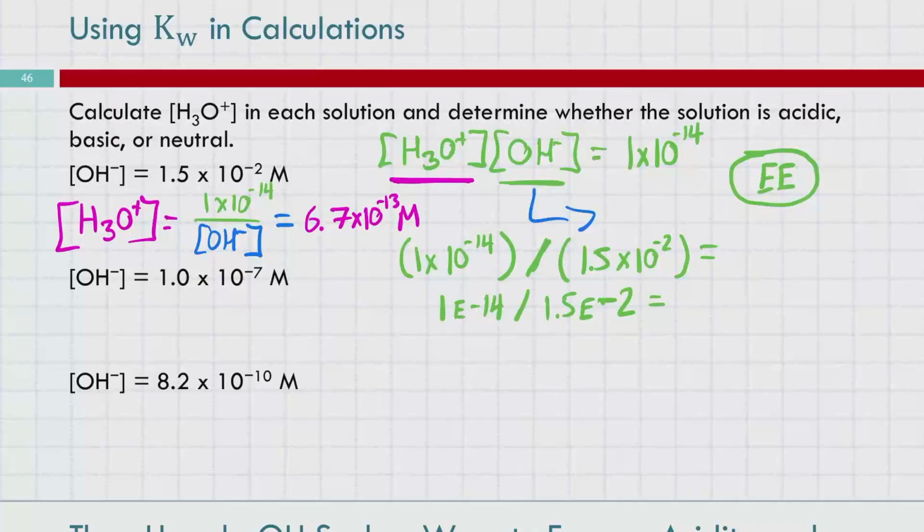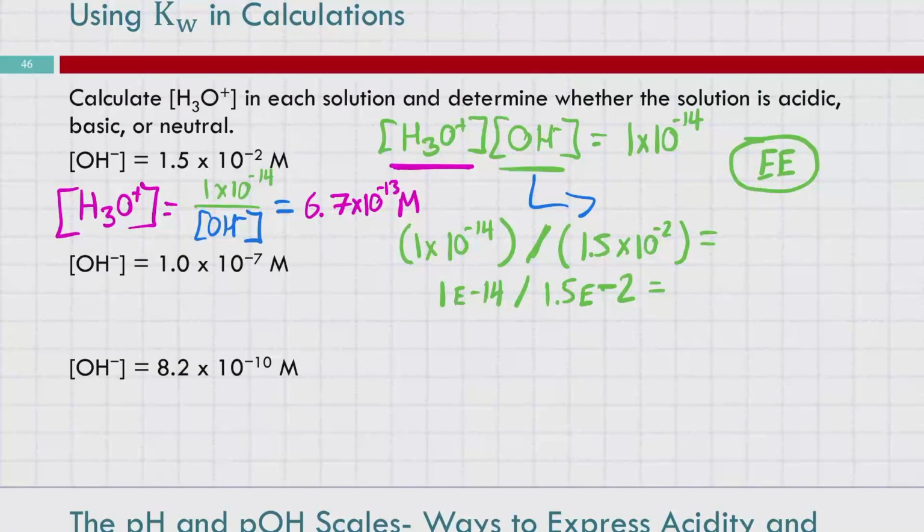$16, maybe. Questions about that? Yes? Where did we get the 1 times 10 to the minus 14? The 1 times 10 to the minus 14 is our Kw constant. So it's always going to be like that in this class. In the real world, it will be different depending on the temperature that you're at, or the temperature your water's at, rather.